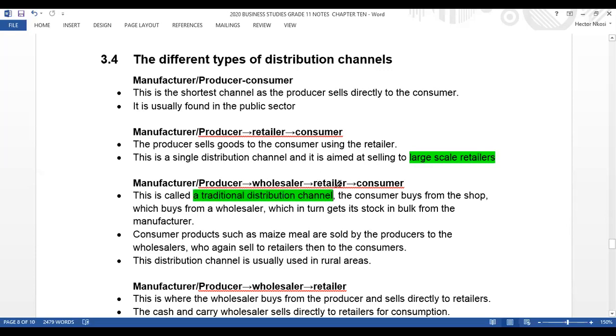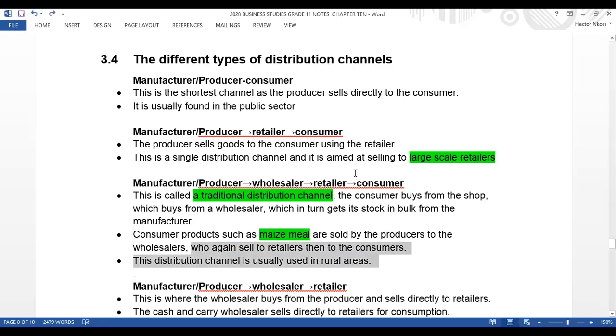Majority of the time it's like this. The consumer buys from the shop, which buys from a wholesaler, which then gets stock in bulk from the manufacturer. Also, consumer products such as maize meal are sold by the producers to the wholesalers, who again sell to retailers, then to consumers, right? So the example can be maize meal. This distribution channel is usually used in rural areas. So it's normally used in your rural areas.